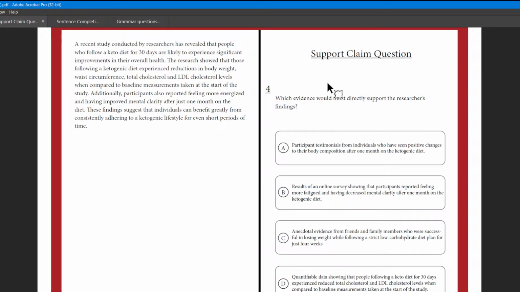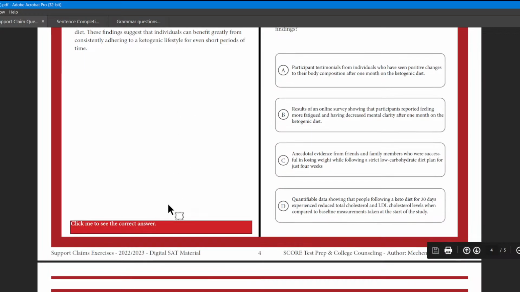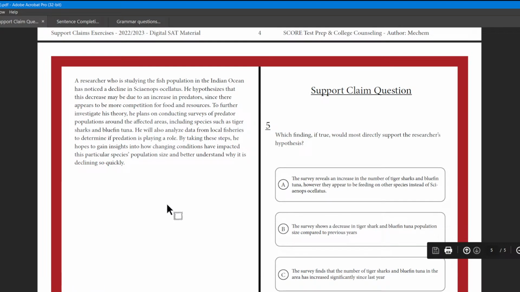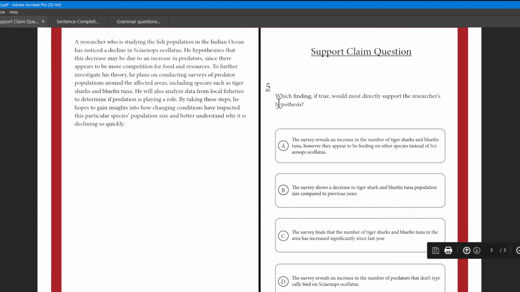So keep that in mind when you're looking at these supporting claims questions. Some of the questions are asking you just to figure out which kind of evidence is best. And then other ones are asking you to think specifically about this exact situation, which I think is the case in number 5. So I'm seeing some C's, I'm seeing some B's. All right, let's take a look at some of these.